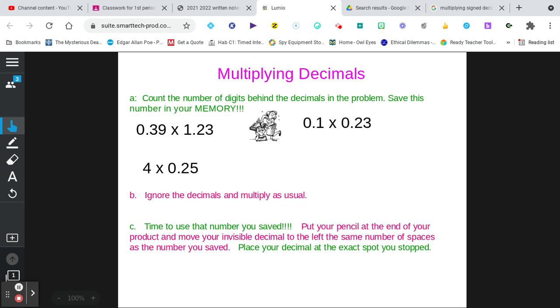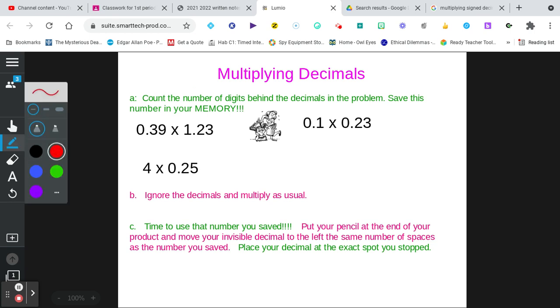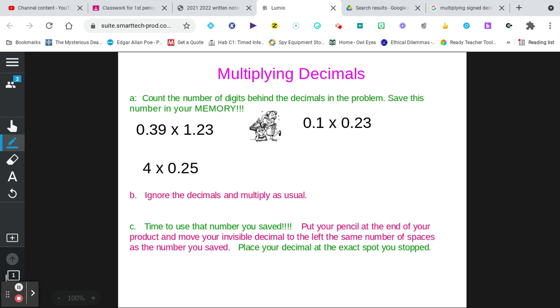All right, so to multiply decimals, I'm just going to go off of what you should have learned in elementary school. What you're going to do is count the number of digits behind the decimals in the problem. You're going to save this number in your memory. So you're going to push it down in your head. You don't want to forget that number.